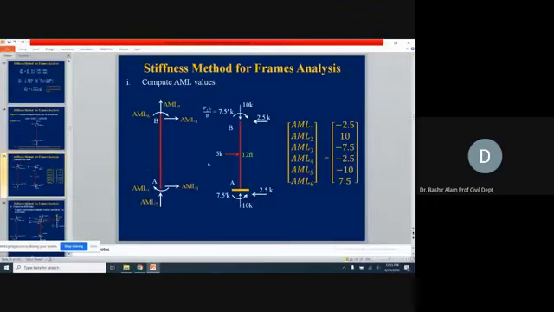So AML values, we will grab them from where we generated our AML matrix. We go to the same member AB there, and the AML1 corresponding value is now minus 2.5, and you can see it here in the matrix. AML2, it is 10, so it is 10. AML3, it is clockwise. Here we have counterclockwise, so it is minus 7.5. AML4, it is minus 2.5, so minus 2.5. Here you see AML5, it is minus 10 now, so minus 10, and AML6, it is 7.5, so it is 7.5.